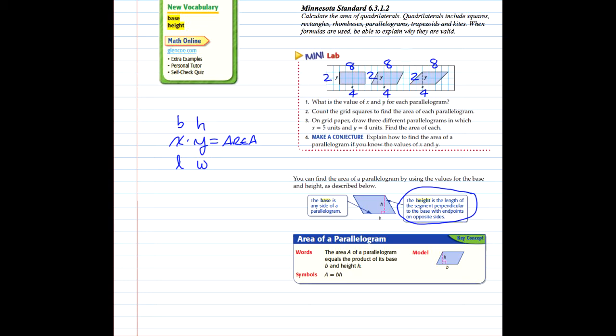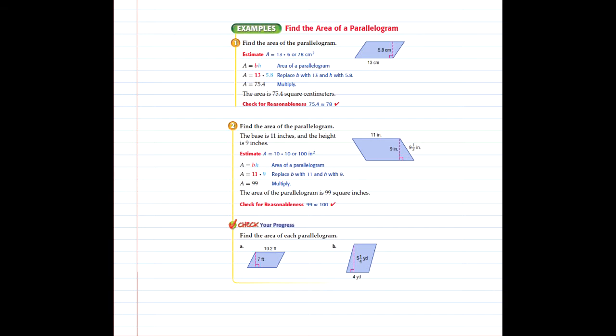To find the area of a parallelogram, it says here the area A of a parallelogram equals the product of its base b and its height h. This is the formula right here. Area equals base times height. Find the area of a parallelogram. In this case, base is 13 and h, or height, is 5.8. Multiply the two together and get 75.4.